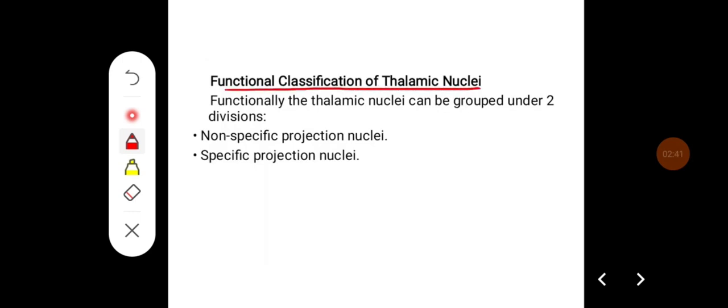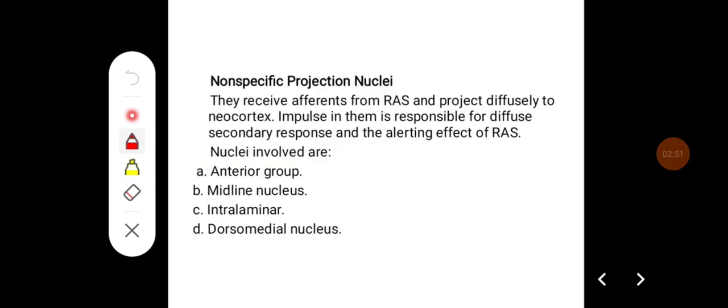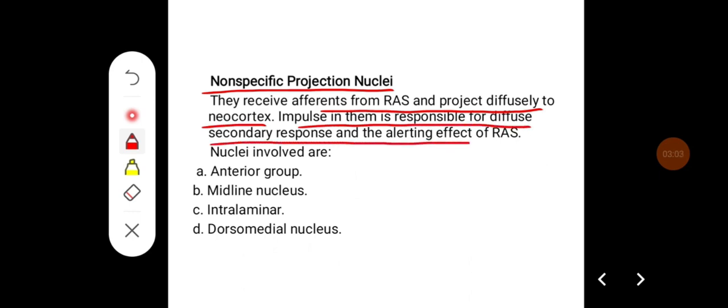Functional classification of thalamic nuclei. Functionally, the thalamic nuclei can be grouped under two divisions: non-specific projection nuclei and specific projection nuclei. Non-specific projection nuclei receive afferents from the reticular activating system and project diffusely to the neocortex. Impulses in them are responsible for the diffuse secondary response and alerting effect of the reticular activating system. The nuclei involved in non-specific projection are the anterior group of nuclei, midline nucleus, interlaminar, and dorsomedial nucleus.